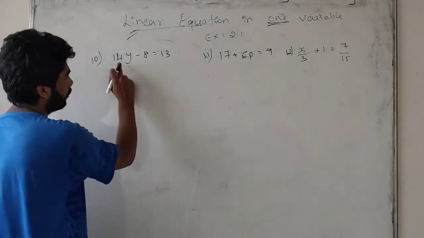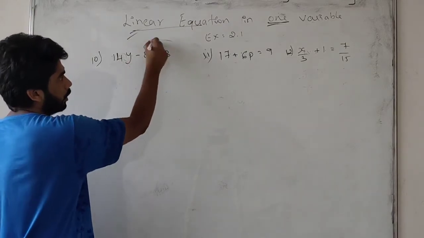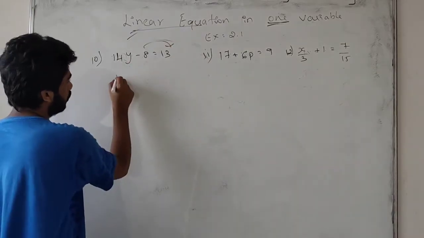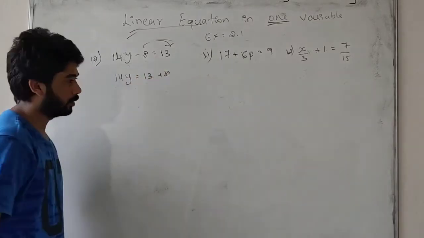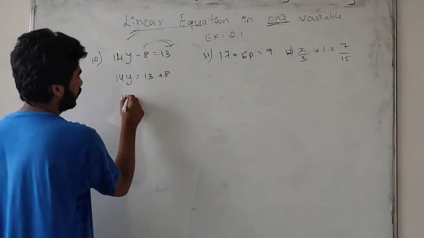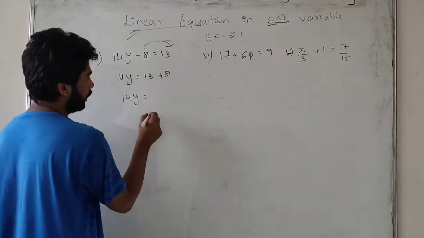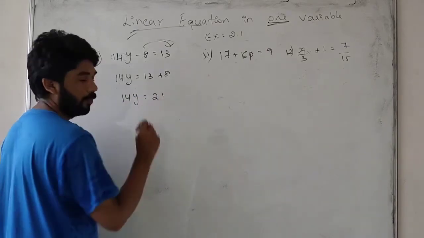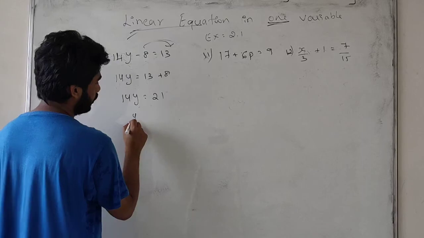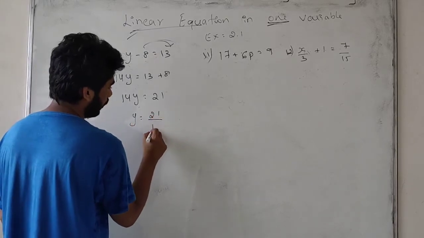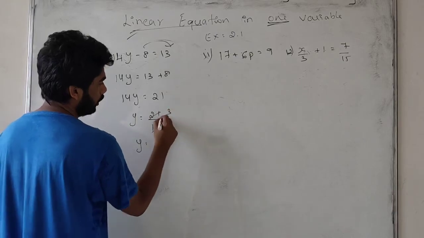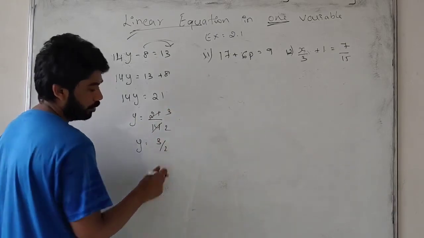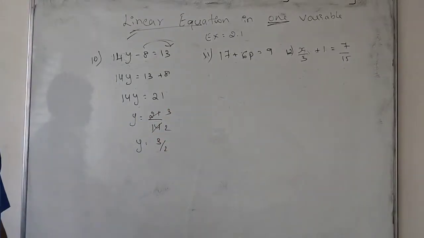Now 10th problem, 14y minus 8 is equal to 13. Here what we do is shift the minus 8 to the other side. So 14y is equal to 13 plus 8. So next step, 14y is equal to 13 plus 8, which means 21. So we get y is equal to 21 by 14. So y is equal to 7 twos are 7 threes are 3 by 2 is the required answer. Okay.